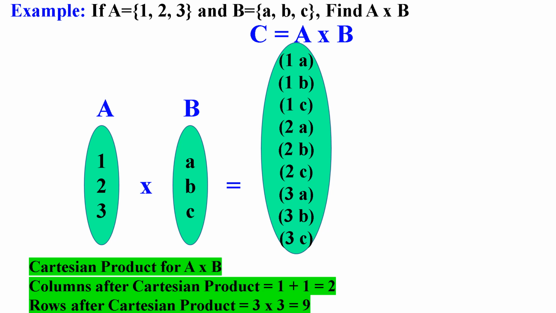Example, if A equals {1, 2, 3} and B equals {A, B, C}, find A cross B. Cartesian product for A cross B is 1A, 1B, 1C, 2A, 2B, 2C, 3A, 3B and 3C. So, columns after Cartesian product equals 1 plus 1, which is 2, and rows after Cartesian product equals 3 cross 3, which is 9.